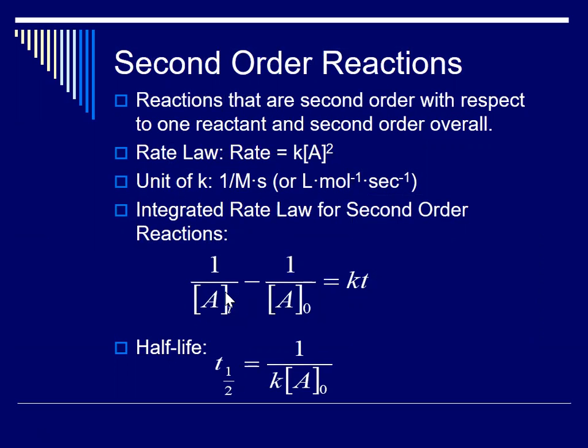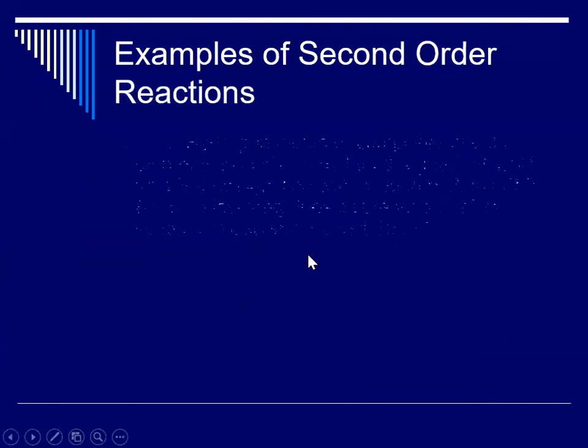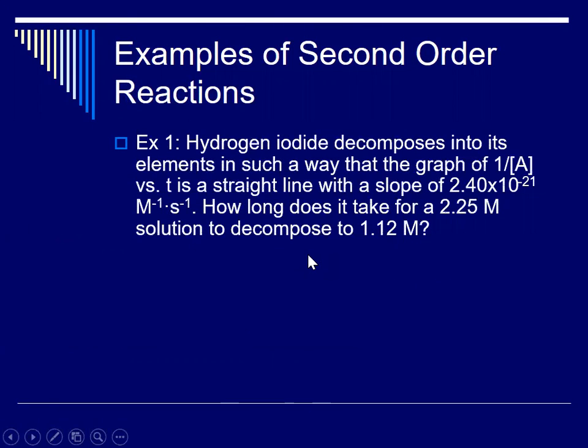And my time is still the independent variable on the x-axis. The y-intercept is 1 over [A]0. So I want to pick these out. Part of your homework tomorrow is going to be picking out the correct one, and 1 over [A], there's no ln, would just be a second order reaction. Example of a second order reaction. I'll give you a second to write this down, and then I will work it out, okay?